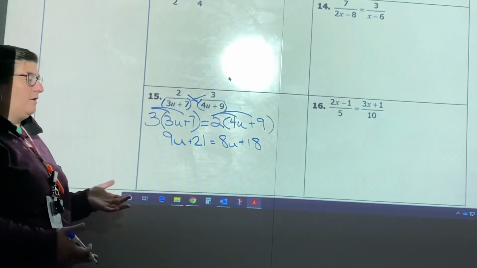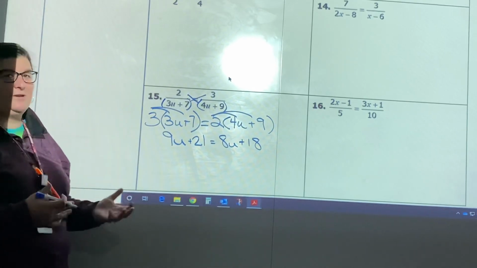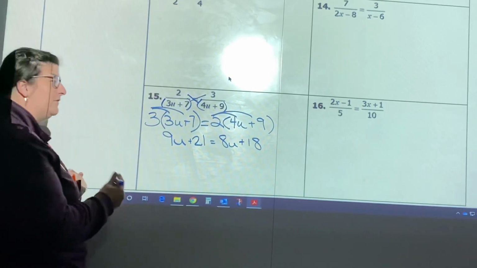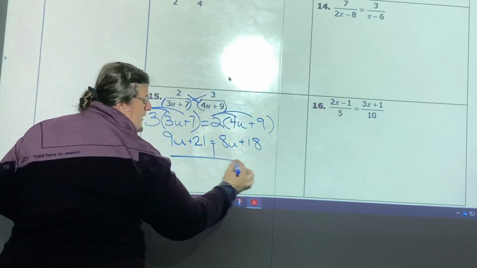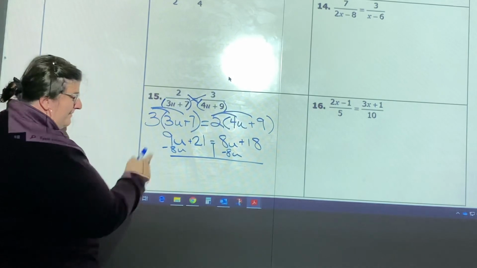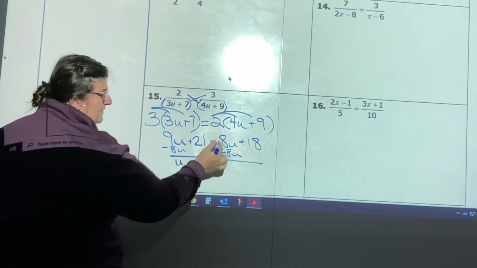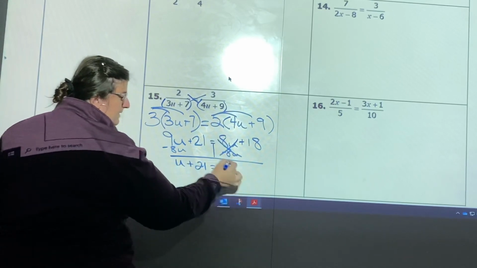Now we need to get our variable on one side. I like to get it on the left just because when we solve inequalities, that's where it goes. So I get myself in the habit of doing that. I'm going to subtract an 8u. Awesome. This is just going to give me u. You'll see why I get really excited about that here in a second. Bring down your positive 18.